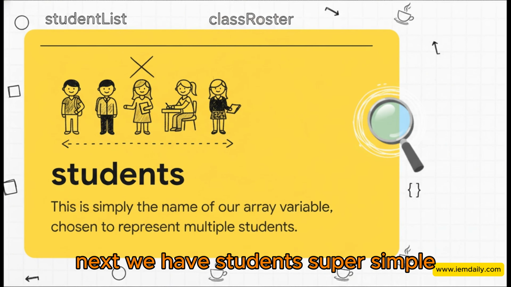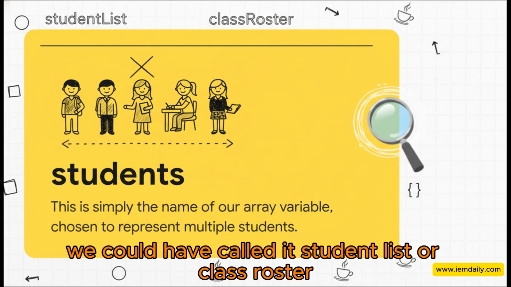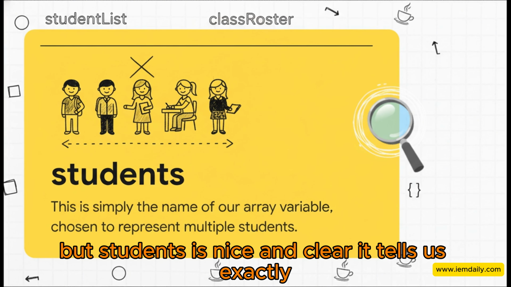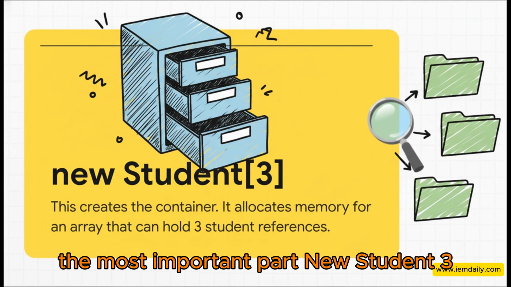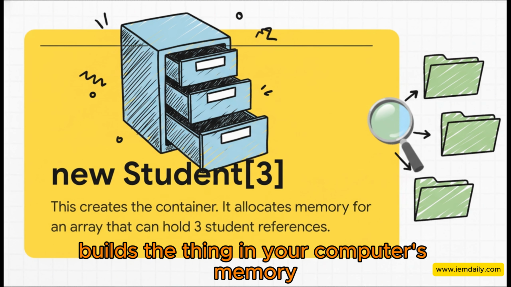Next, we have students. Super simple. This is just what we decided to call our array. We could have called it student list or class roster, whatever, but students is nice and clear. It tells us exactly what's inside. And finally, the most important part, new Student[3]. This is what actually builds the thing in your computer's memory.